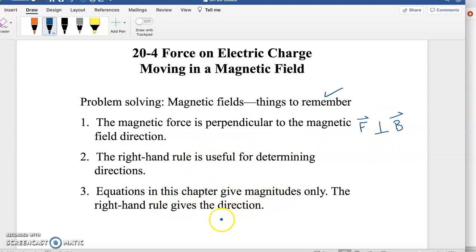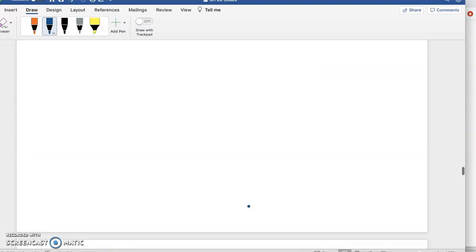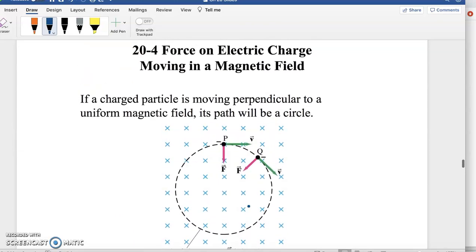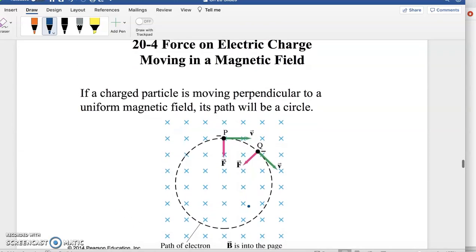The equations are for magnitudes only. Good. Now let's go backward. What do you think about this backward thing? Is it flipping your head yet? Here.